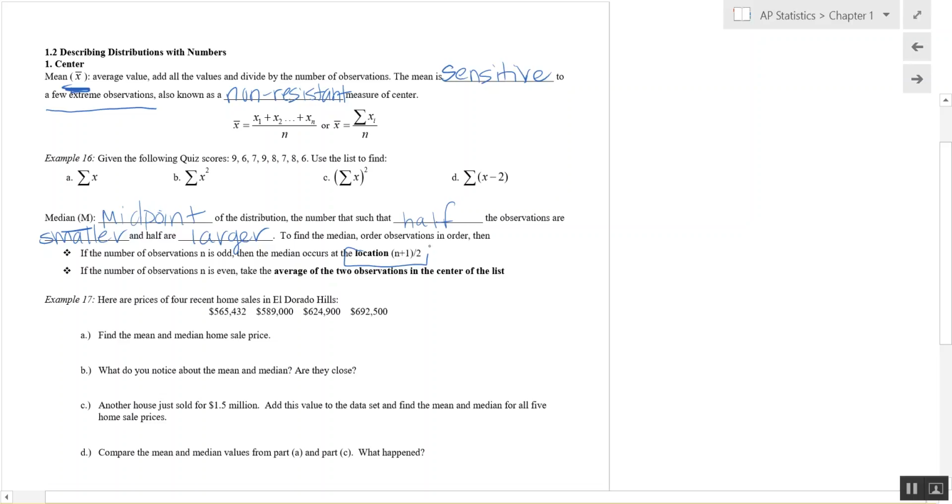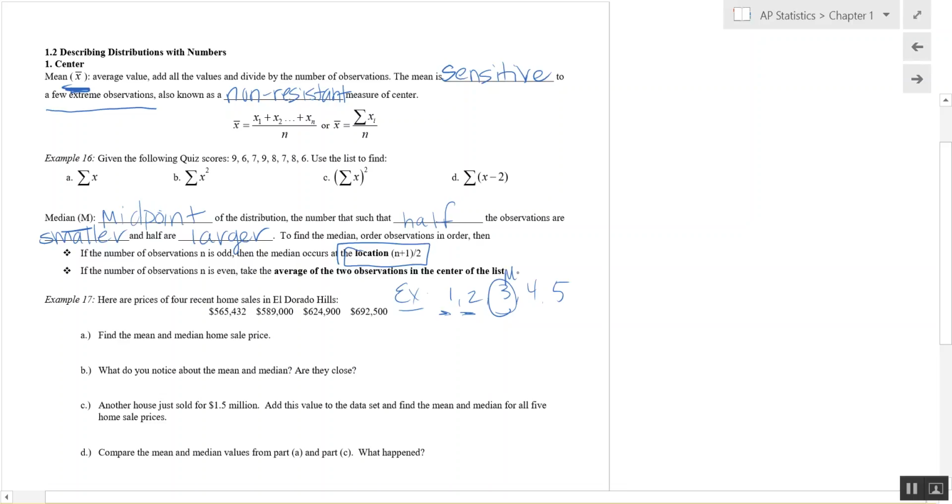This is the location. Here's a quick example. If we had 7 data values, well, let's just change it to 5. It's just easier. 1, 2, 3, 4, 5. 5 observations. For the location of the median, 5 plus 1 is 6, divided by 2, it's going to be at the third location. So here's the first location, second location, here's your median. It's at the third location.